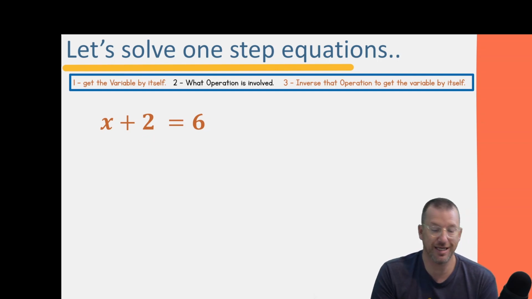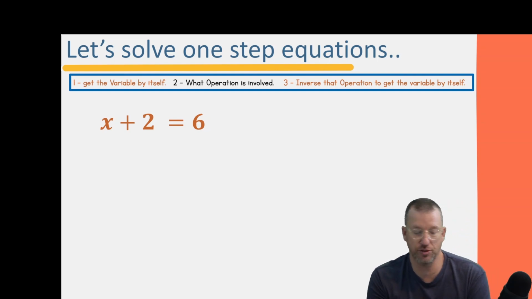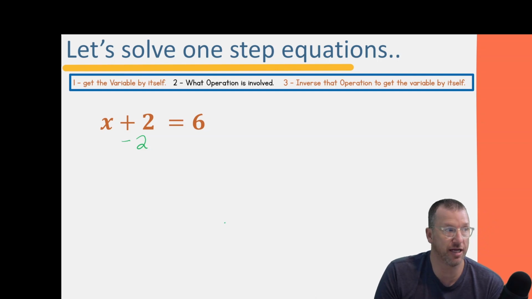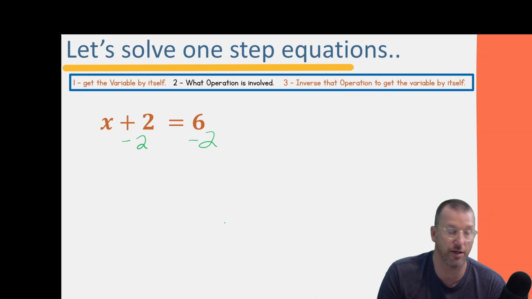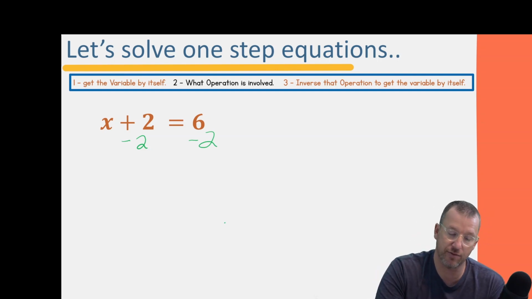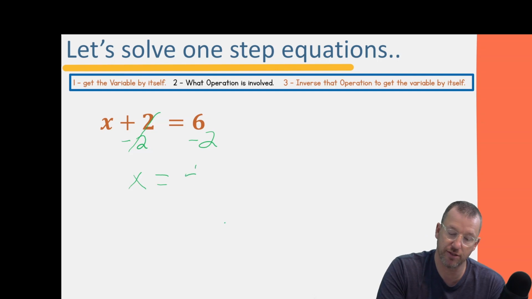Well, this one says x plus 2 equals 6. What's the opposite of plus 2? That would be minus 2. All right, now I got to subtract 2 from this side of my equation, which means I have to do it on the other side as well. Otherwise, my equation becomes unbalanced. What is 2 minus 2? Well, that equals 0. So this side cancels out. And x equals, what is 6 minus 2? 6 minus 2 is 4.